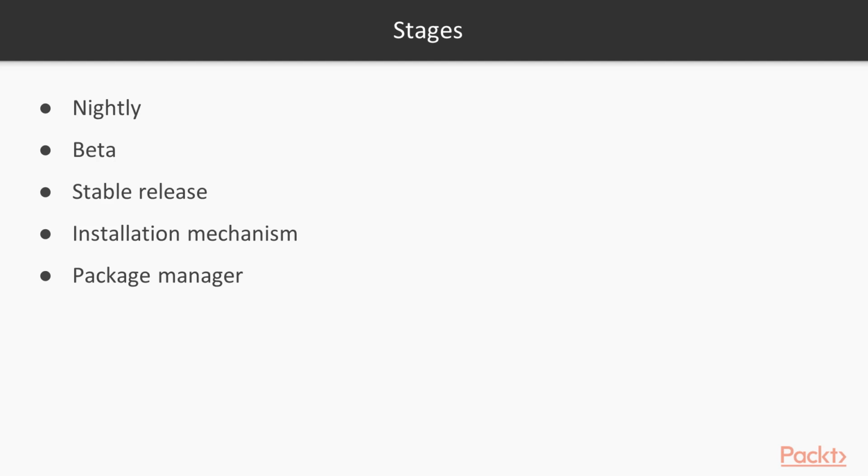Installation mechanism. The community-supported installation mechanism is via a tool called RustUp. This tool can install a given version of Rust along with everything needed to use it.